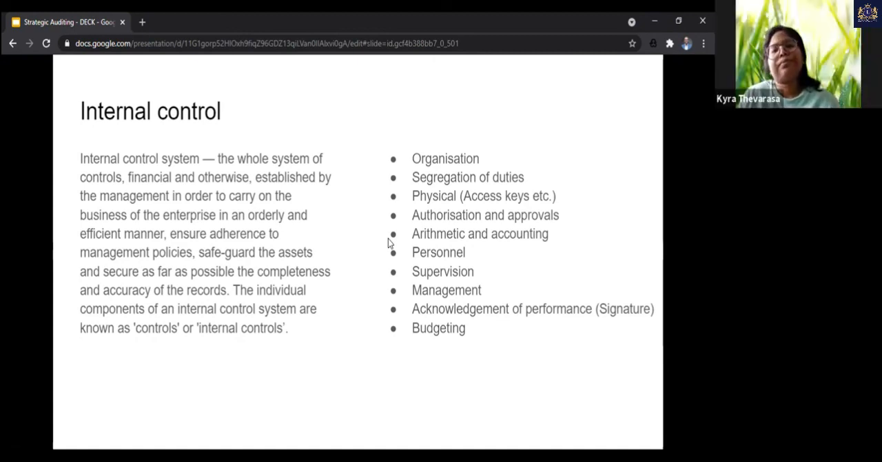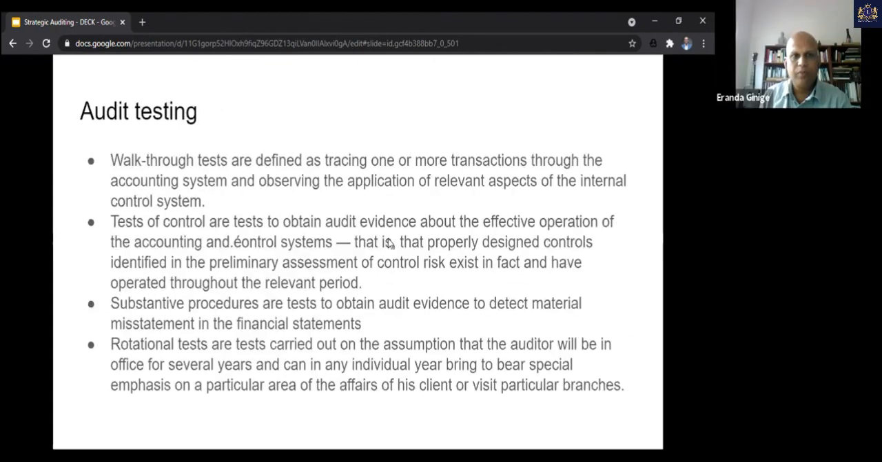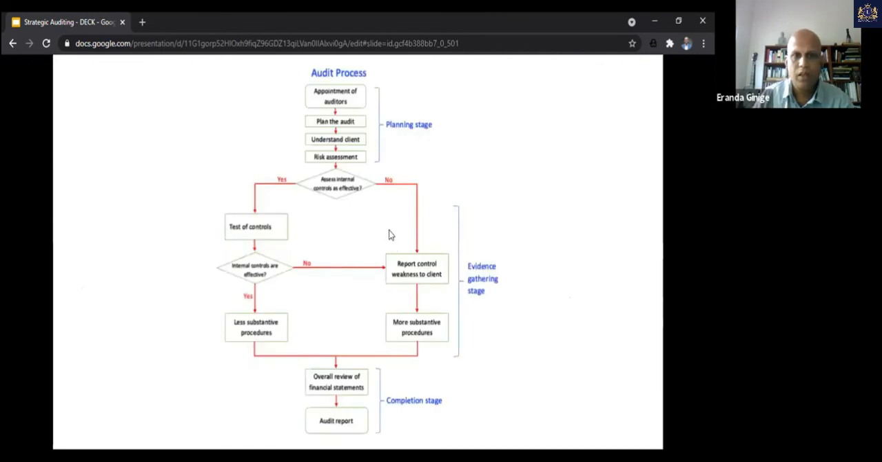So what the auditor will do is this. I think this process will help you. Appointment of auditors, fine. Plan the audit, so you plan it, and then you understand the client, the background check and everything. I mean, this can happen together. You do the risk assessment, fine, we'll talk about that later. Assess whether internal controls are effective, right? This includes the accounting system as well.